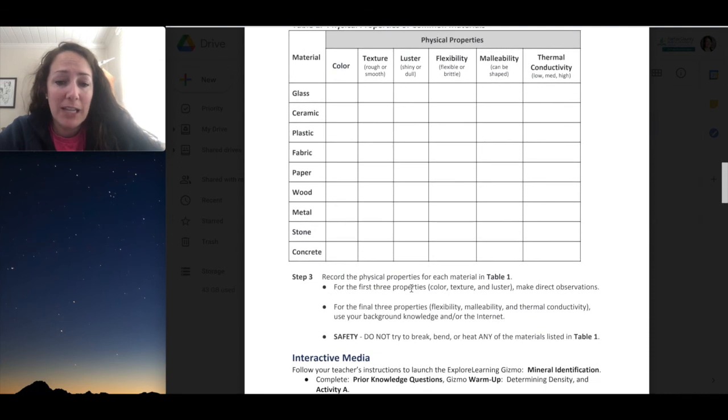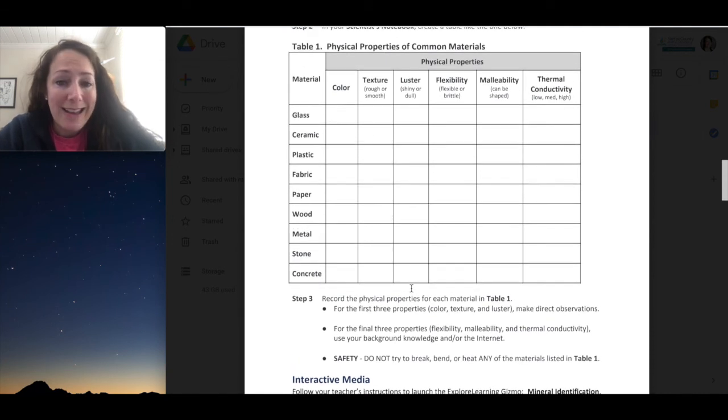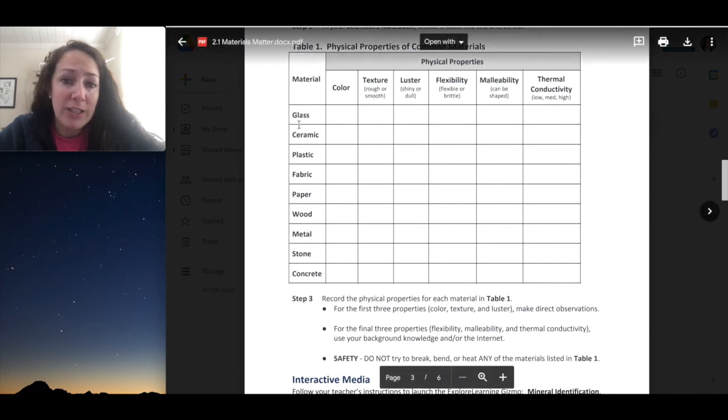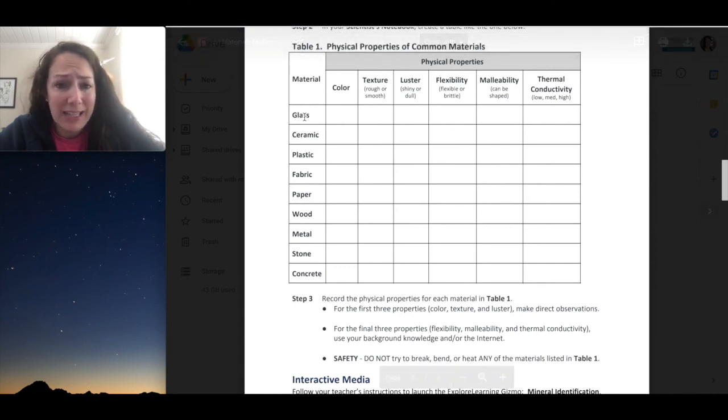But what I want you to be careful about is do not break anything you've been given, okay? Use your background knowledge. For instance, if your mom hands you a glass plate to use for this experiment, don't throw it against the wall and break it. Your mom did not sign up for that, okay? But you know from past experience that if you accidentally drop that plate, it's going to shatter, okay? So it's going to be brittle. Same way with ceramic. If she gives you a coffee mug, don't throw it down and see what happens.